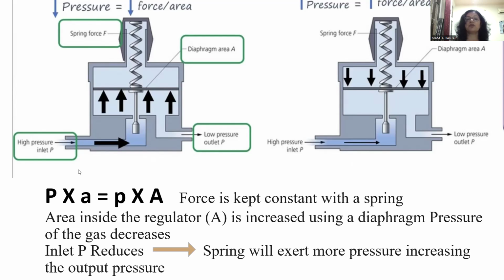So the decrease in pressure because of the increase in area will bring the outlet pressure low. Now what happens when the inlet pressure is reduced? This spring will exert more pressure, increasing the output pressure, keeping this equation constant. So here pressure is decreasing because of the increase in area, and here the spring is exerting pressure to bring the output pressure to a constant rate.